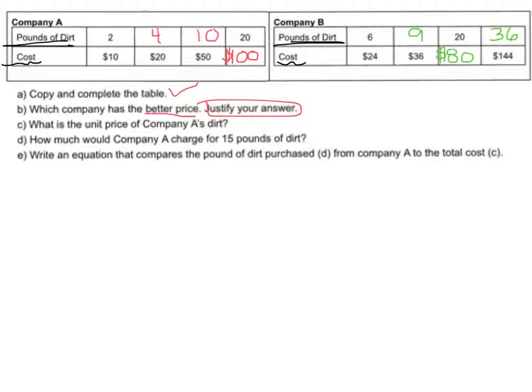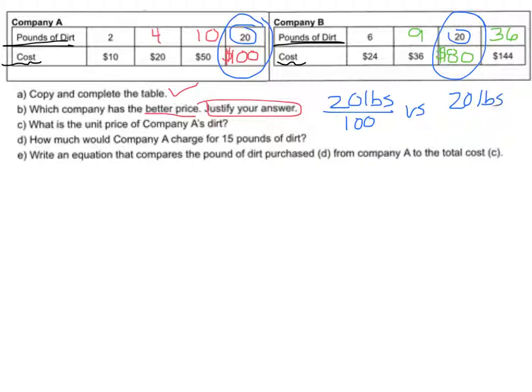Well, if we look at pounds of dirt, we have 2, 4, 10, and 20, and company B has 6, 9, 20, and 36. We happen to find a match. We can see that when company A has 20 pounds of dirt and company B has 20 pounds of dirt, we are able to compare that rate. So for company A, 20 pounds to $100 versus company B, 20 pounds for $80.